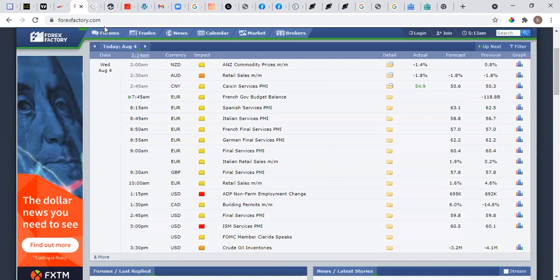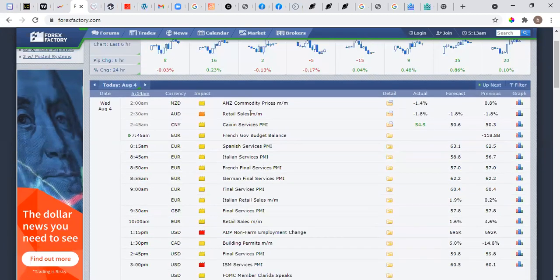So just go to forexfactory.com. Don't bother yourself with all of these ANZ commodity prices and all that. Don't bother yourself whether it's Elon Musk or whether it's Trump that is talking. Just look at the folders. You want to see the folders before the currencies. So when you see the folders in yellow, you're good to go. It means there's no news that can alter the market.